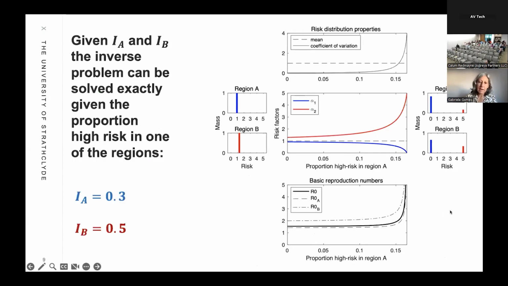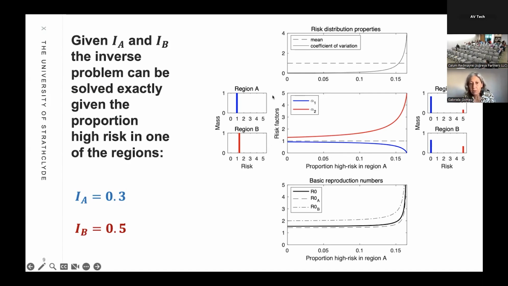But more interesting is when you try to solve the inverse problem. Suppose that you are given the prevalence of infection in region A and in region B. This is IA and IB, which I assume here. And now you have these parameters, so the proportion high risk in region A, and you fit the model. In this case, you can actually get exact solutions, so it's not a statistical fit, but solving the inverse problem.